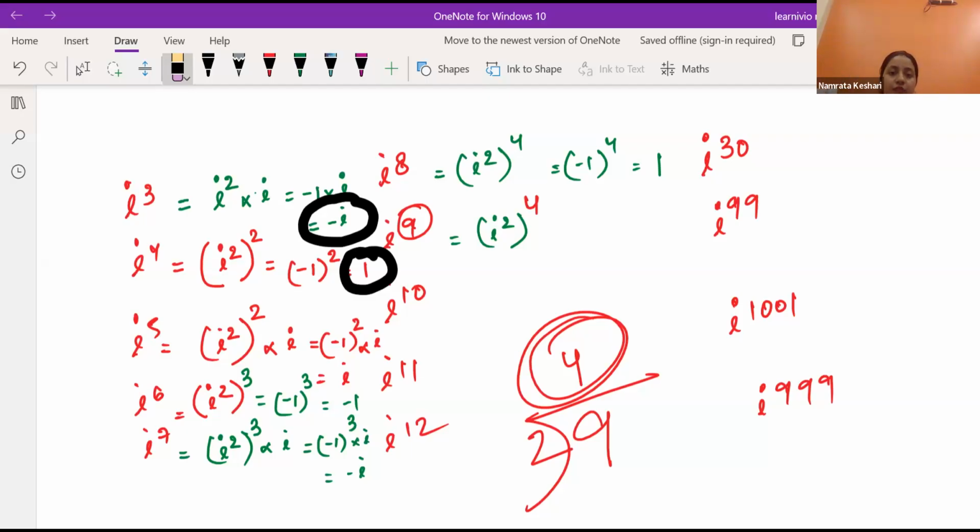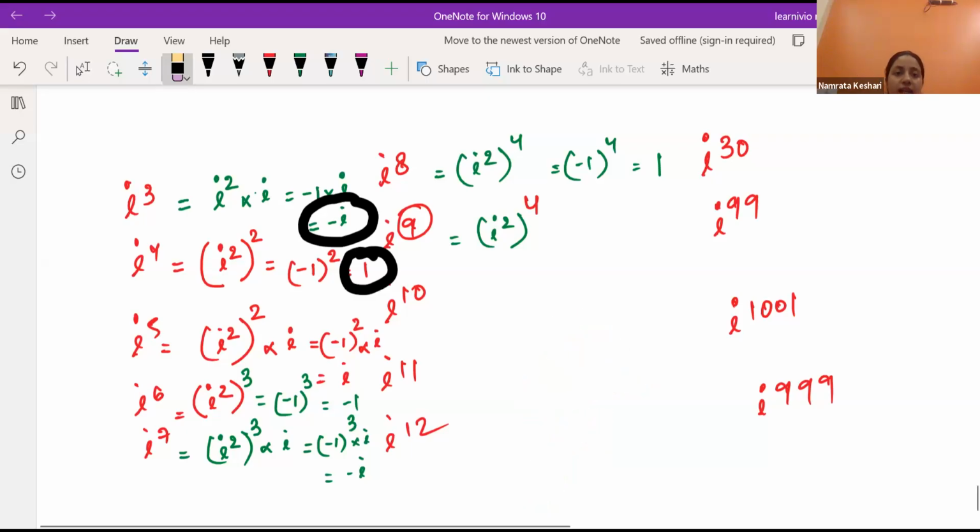Four times already we are getting 8. What will be remaining? i, right? Yes, miss. And i square value is -1 to the power 4 into i. That is positive i.